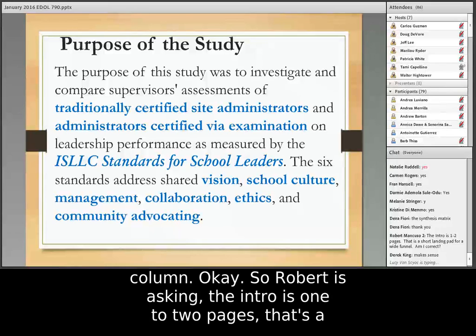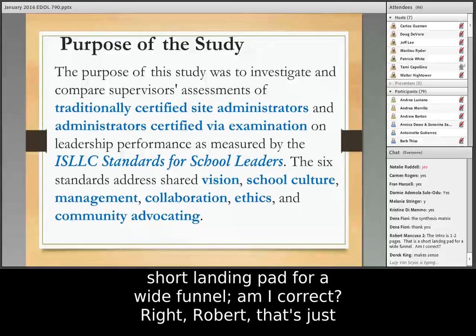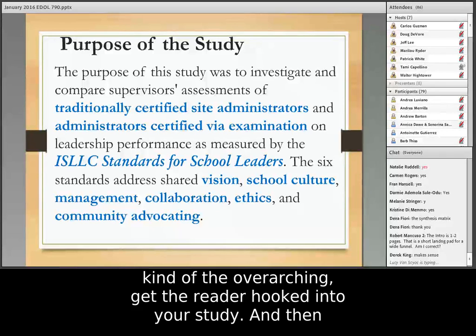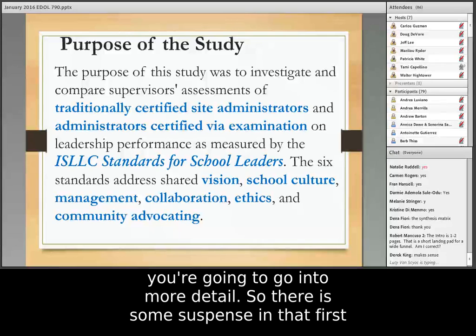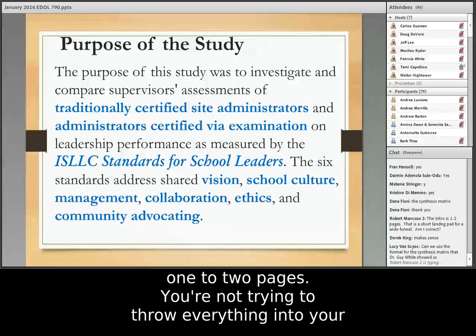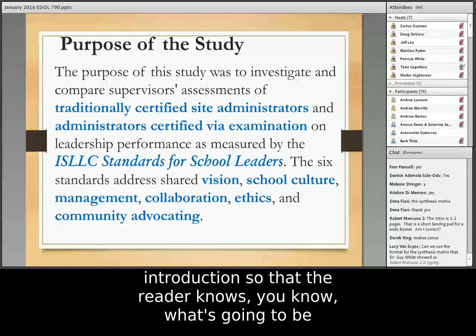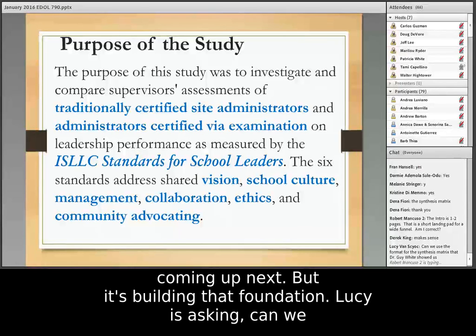Okay, so Robert is asking, the intro is 1 to 2 pages. That is a short landing pad for a wide funnel. Am I correct? Right, Robert. That's really just the overarching piece, to get the reader hooked into your study, and then you're going to go into more detail. So there is some suspense in that first 1 to 2 pages. You're not trying to throw everything into your introduction so that the reader knows what's coming up next, but it's building that foundation.